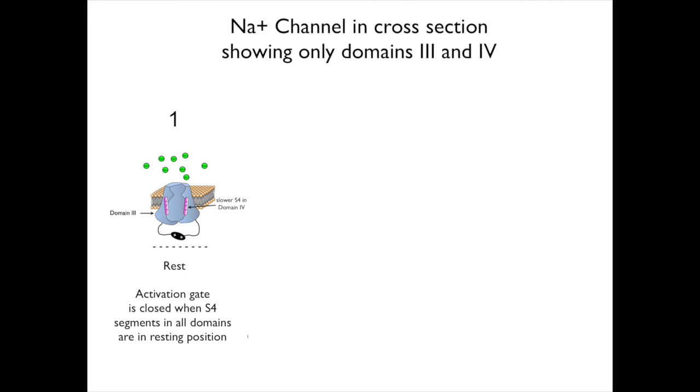So here's how the gates work, step by step. Panel 1 is a cross-section of a sodium channel, showing only domains 3 and 4. The S4 segments in domains 3 and 4 are indicated by the arrows, and the ball and chain of the inactivation gate is at the bottom of the channel. The cell is at rest, and the activation gate is closed because the S4 segments in all domains are in the resting positions.